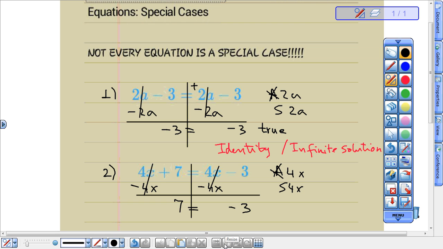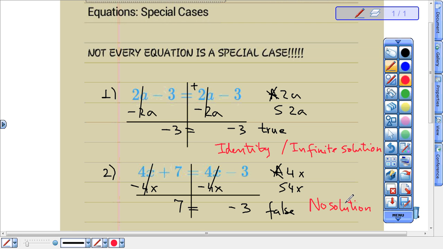So we have another special case here, and we have an equality, 7 equals negative 3, which is impossible. 7 will never be negative 3, so this is false. Well, in this case, we're going to have no solution. What this means is there is no x in the real world that can make the left side equal to the right side.